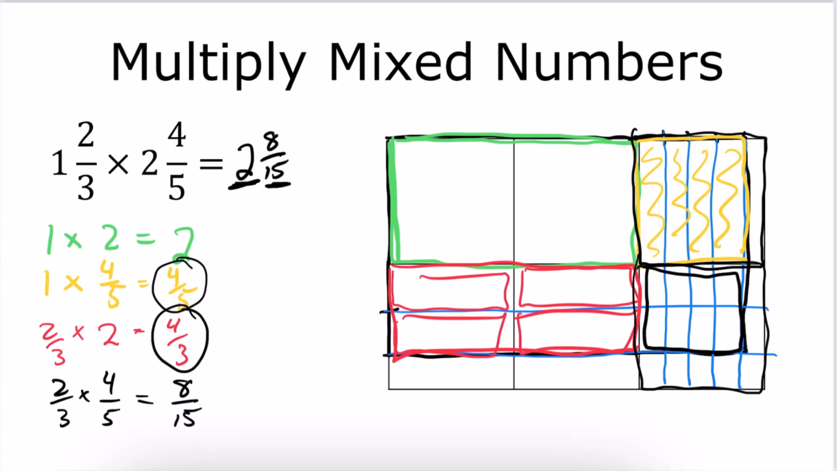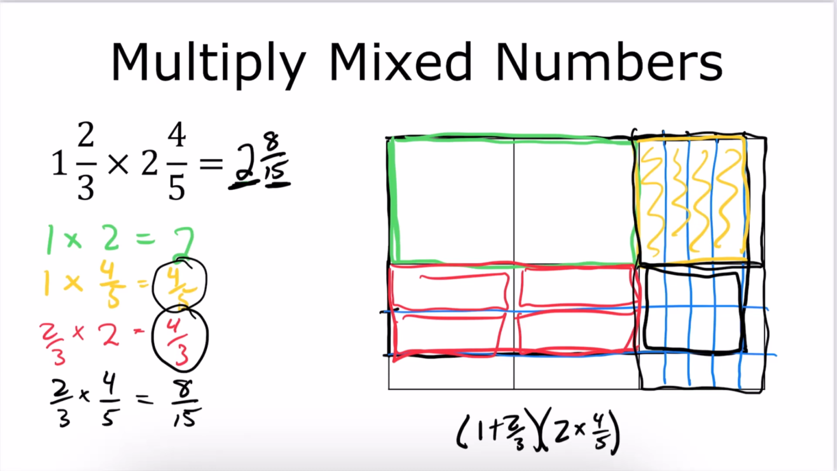And this is the reason why you can't just multiply whole numbers and multiply fractions together when you're multiplying mixed numbers. This is also related to the idea of foiling that your students will learn about later when they get to algebra. Because essentially what we're doing here is we're multiplying 1 plus 2/3, because that's what 1 2/3 is. And we're multiplying 2 times 4/5.